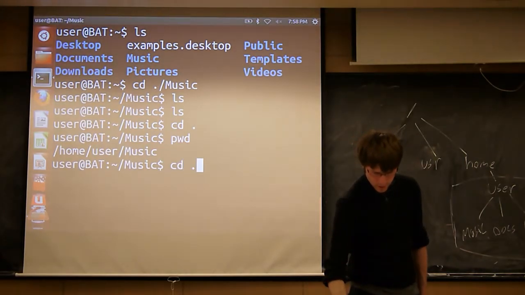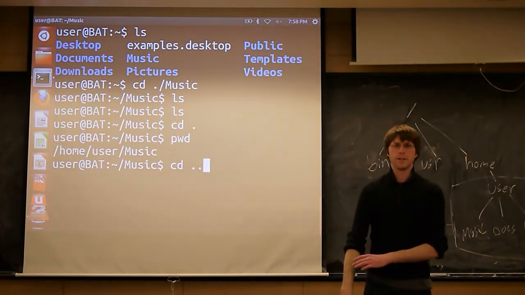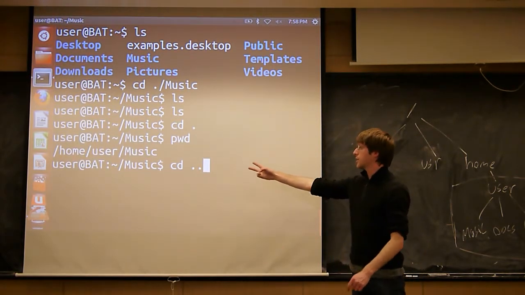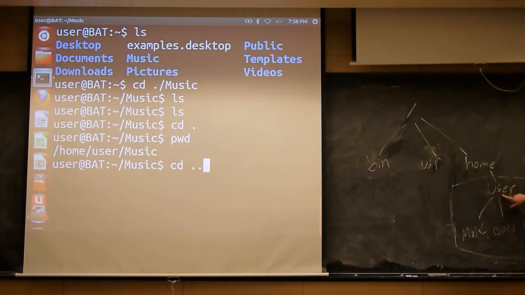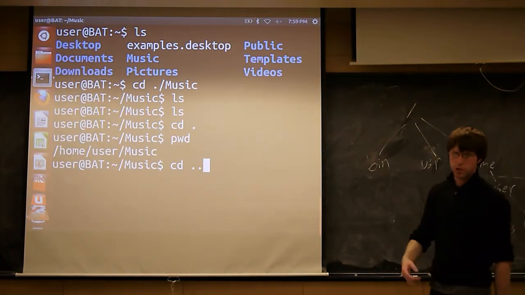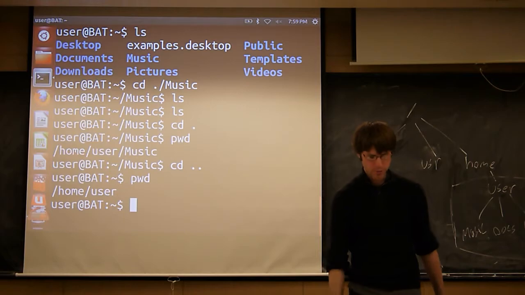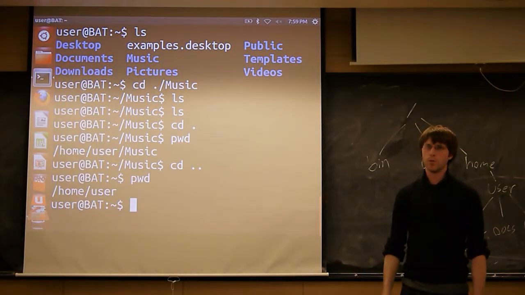Does anyone know what cd dot dot does? Yeah. So if dot always refers to my current directory, dot dot refers to the parent of my current directory in this tree structure. So to go back into my home folder, I could do cd dot dot. If I do pwd, we'll see I'm back in my home folder.